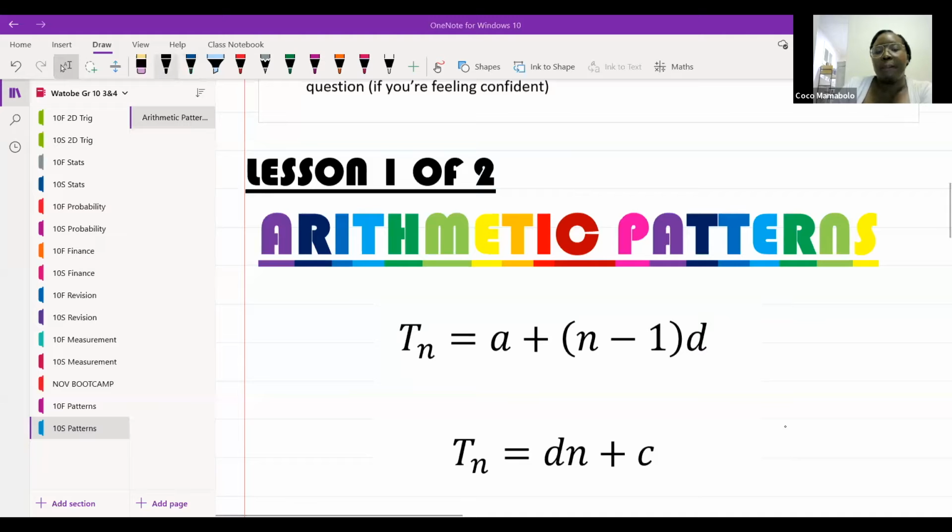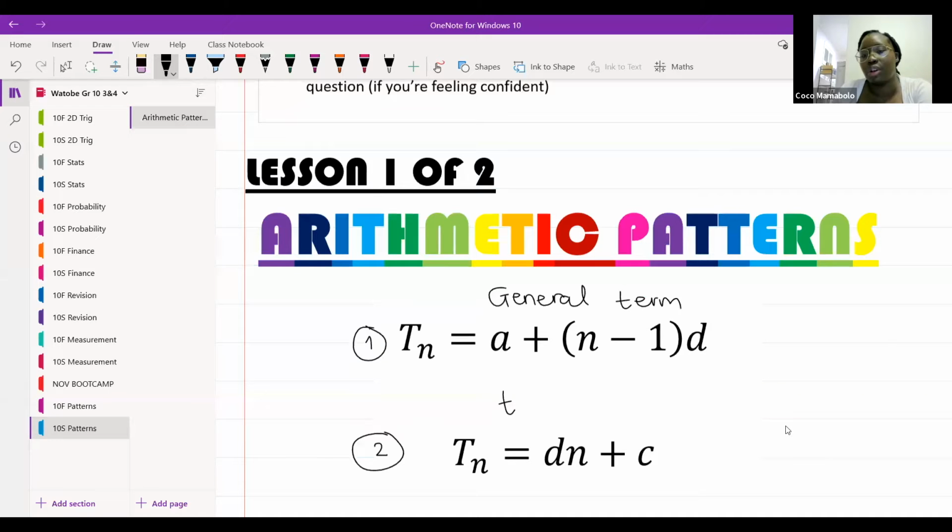Okay, so if you haven't done it before, what we're looking at over here is called an arithmetic sequence. These are called general terms. This is a general term. This one is also called a general term. And we're going to work through how to replace what where in order to figure out an arithmetic sequence.